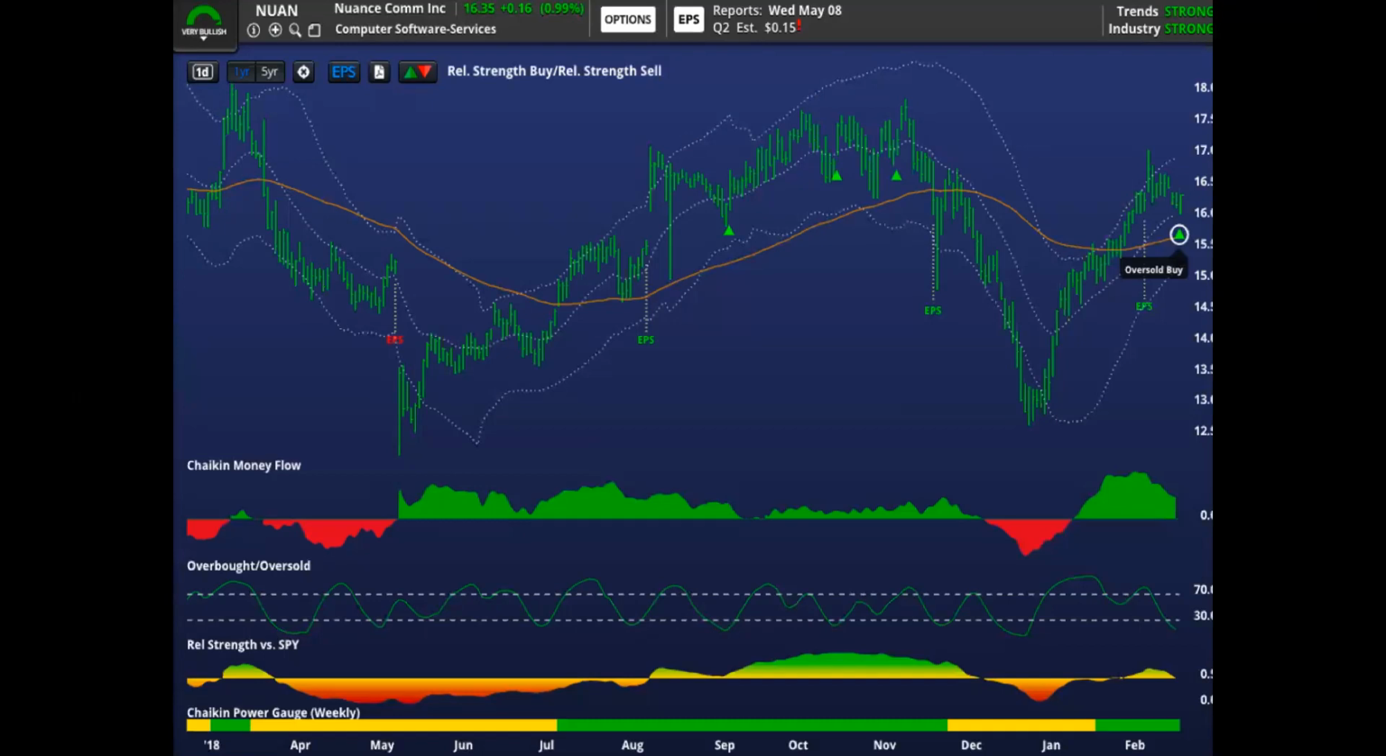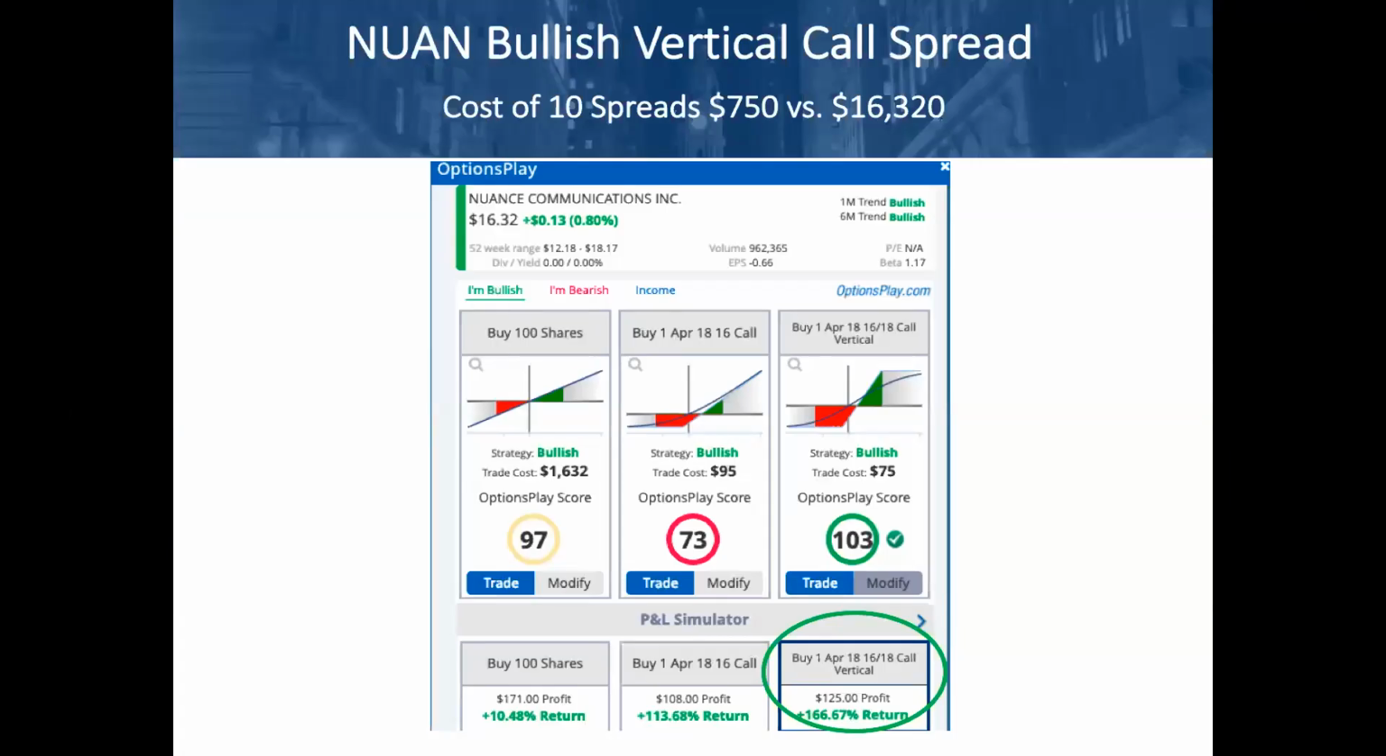This is a very advanced technology company. Let's see if there's a good options play. Well, options play gives us a 103 rating with a green check mark, suggesting that you could buy the April 16 call that expires on April 1st, sell the April 18 call against it. Your total cost of the trade is only $75.